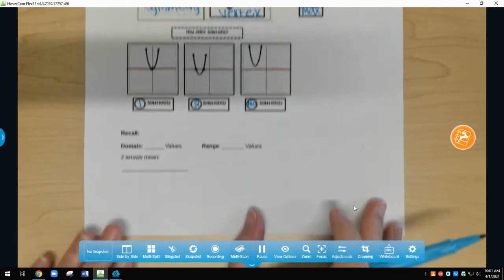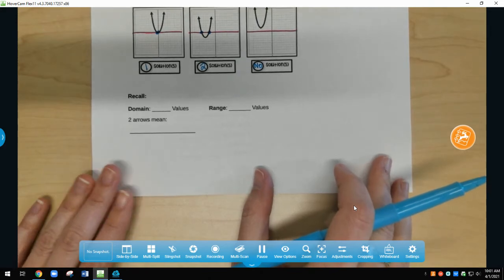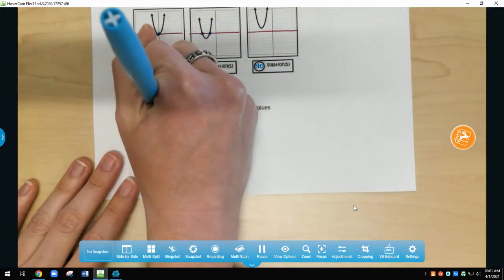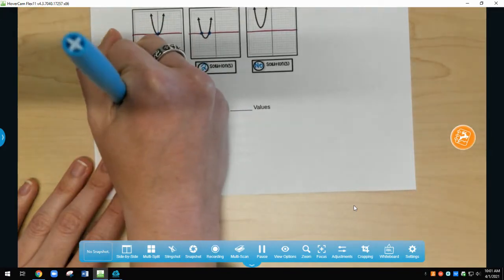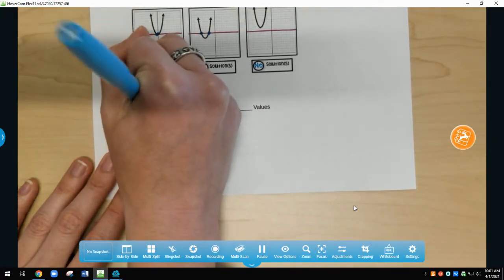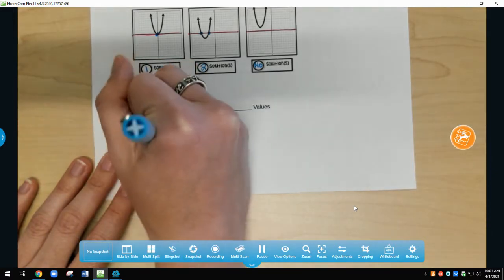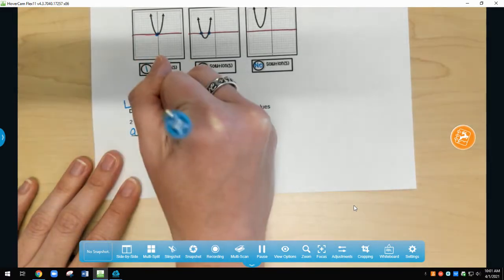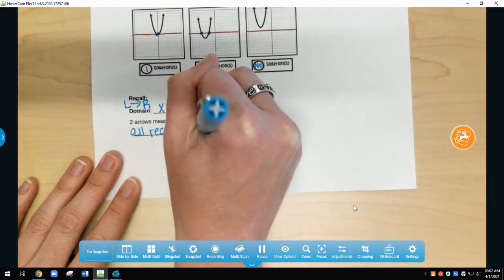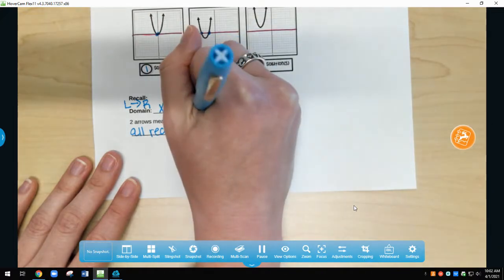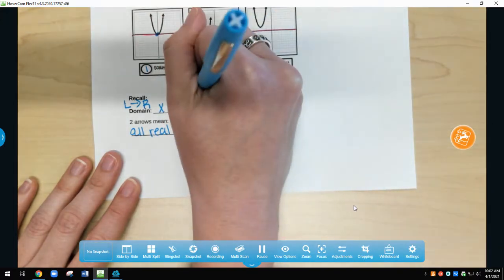Okay? Recall when we talked about linear, we dealt with domain and range. Same thing with quadratic. So domain is going to be your x values. We go left to right. Remember, two arrows means all real numbers. Okay, range is going to be your y values, and we go bottom to top.